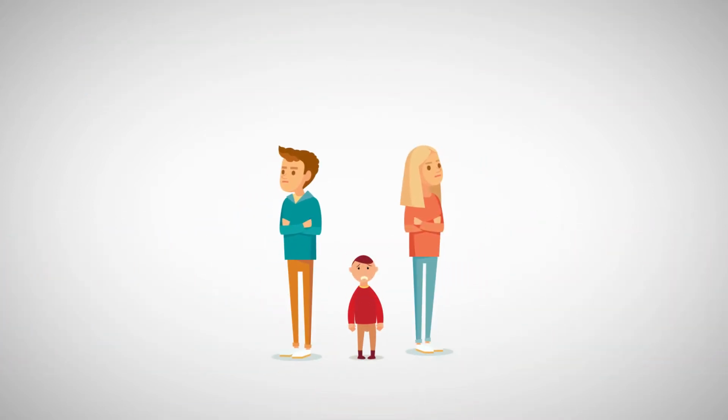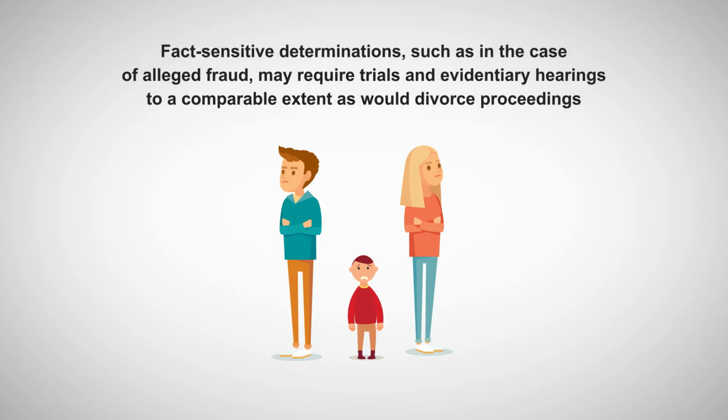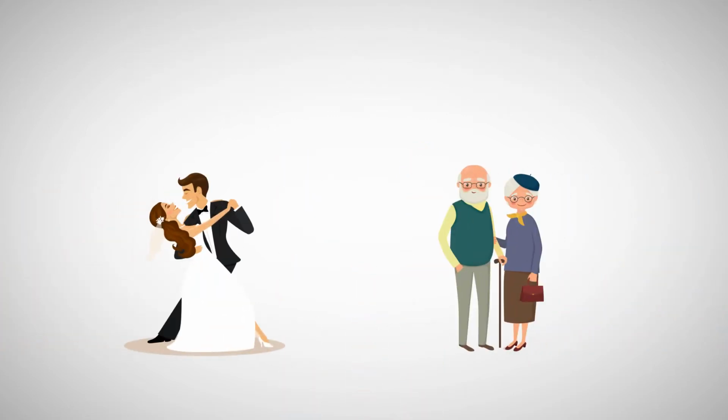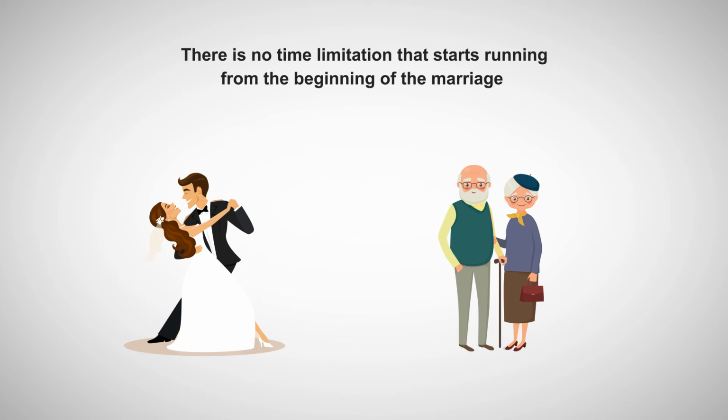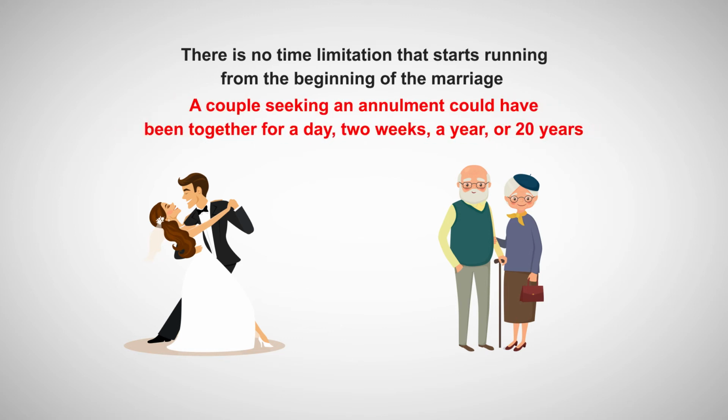Couples with children seeking annulments must settle child custody and support to the same extent as would a divorcing couple. Fact-sensitive determinations, such as in the case of alleged fraud, may require trials and evidentiary hearings to a comparable extent as would divorce proceedings. Grounds for a void or voidable marriage can be found at any time, and there is no time limitation that starts running from the beginning of the marriage. Thus, a couple seeking an annulment could have been together for a day, 2 weeks, a year, or 20 years.